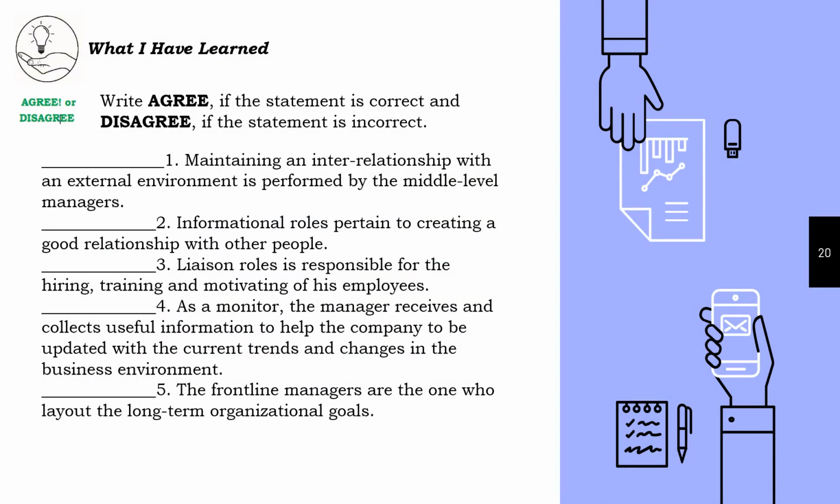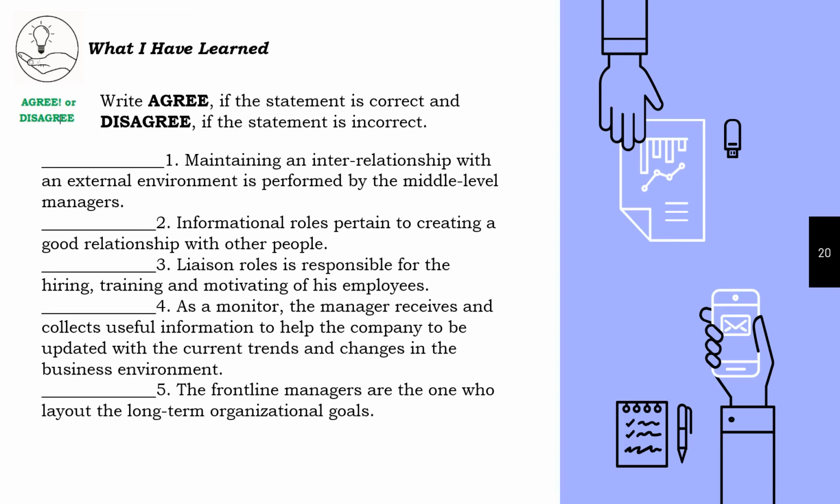So now class, let's check what we have learned. So let's have an activity. You just need to write agree if the statement is correct and disagree if the statement is incorrect. You can write your answer in your activity notebook.